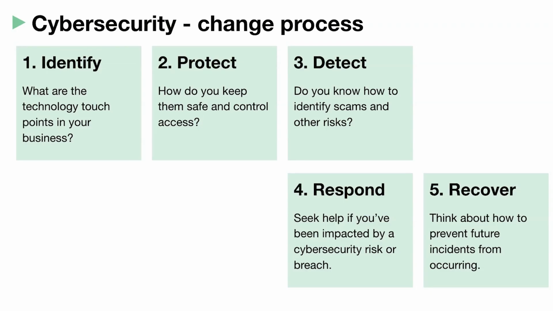And an action is to list all of your important digital assets and think about what would happen if they got hacked. Number 2 is protect. How do you keep it safe? For example, using strong passwords, updating software, and training your employees on scams and how to identify them. An action can be setting up a multi-factor authentication or an MFA, install antivirus software, and keep backups of important files.